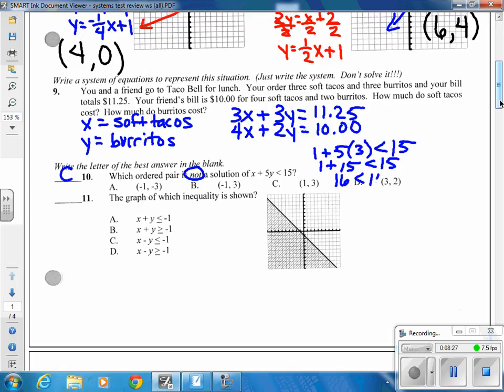Is 16 less than 15 a true statement? No, it's not. So because we are looking for the one that is not true, we found it with letter C. All the other ones, A, B, and D, when you plug them in, will come out with a true statement in relationship to 15.